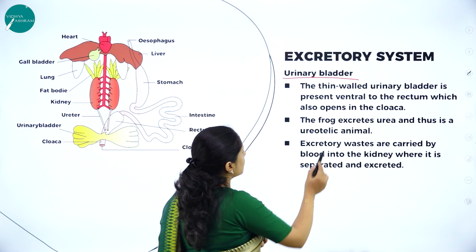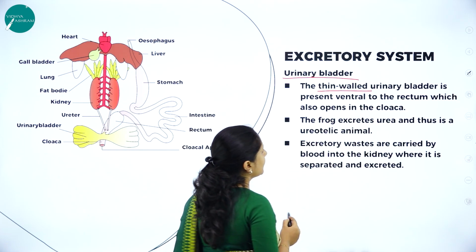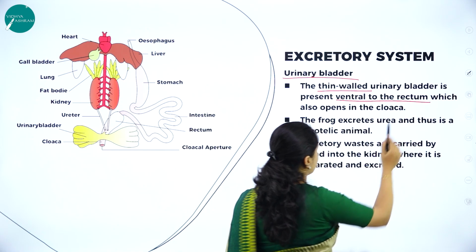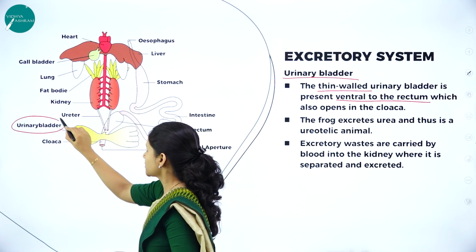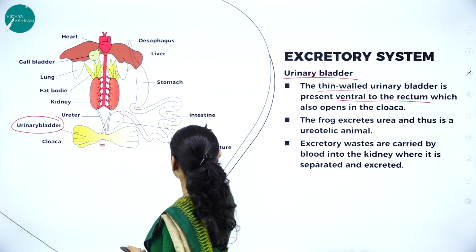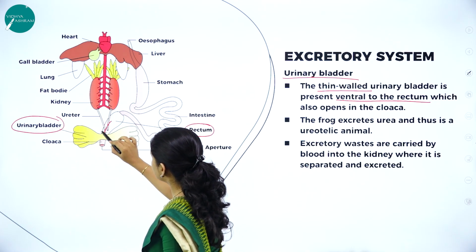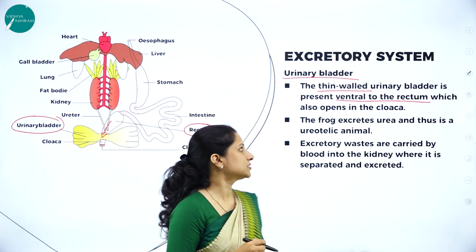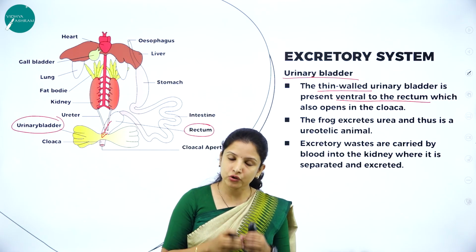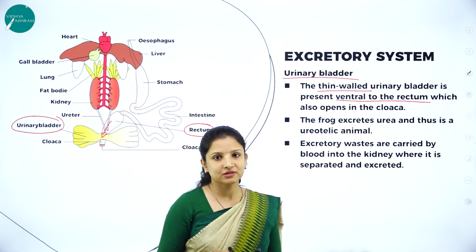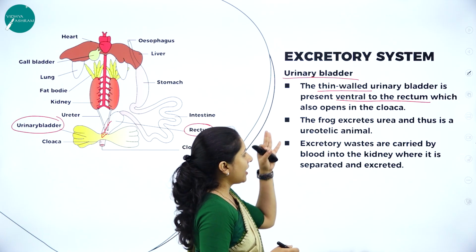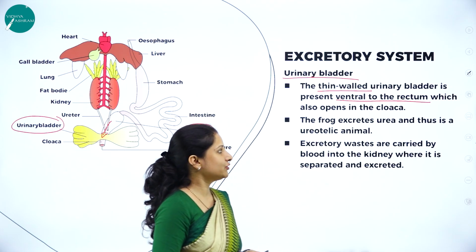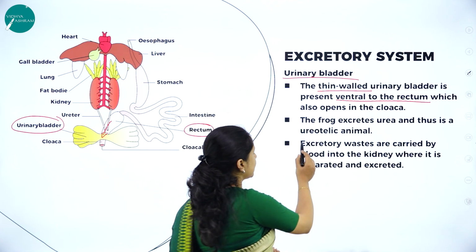The urinary bladder is thin-walled and it is present ventral to the rectum. If you can see here, this is the urinary bladder, present ventral to the rectum, that is, on the lower side of the rectum. The urinary bladder also opens into the cloaca and then into the cloacal aperture. And the frog usually excretes urea, and thus it is a ureotelic animal.